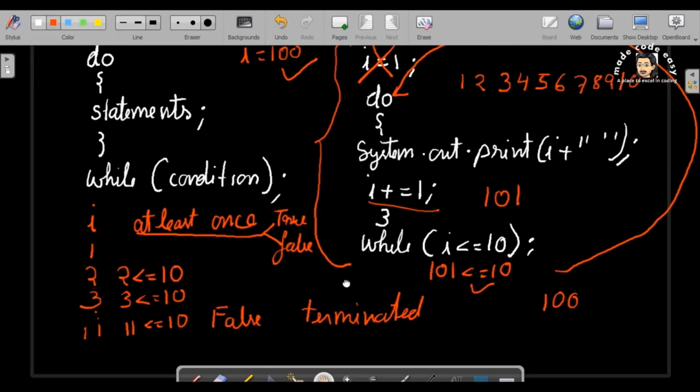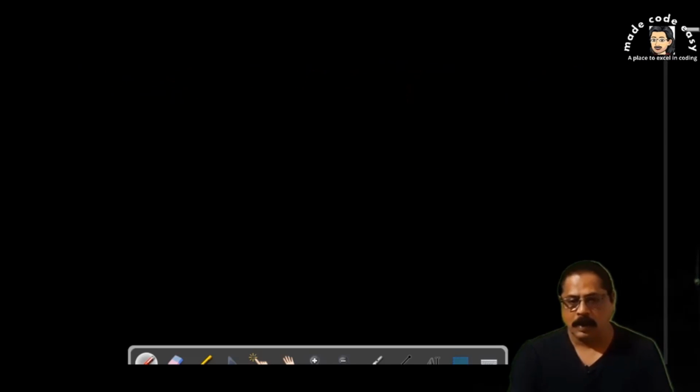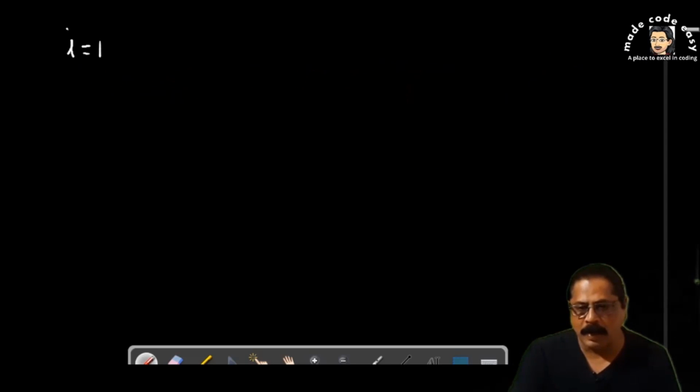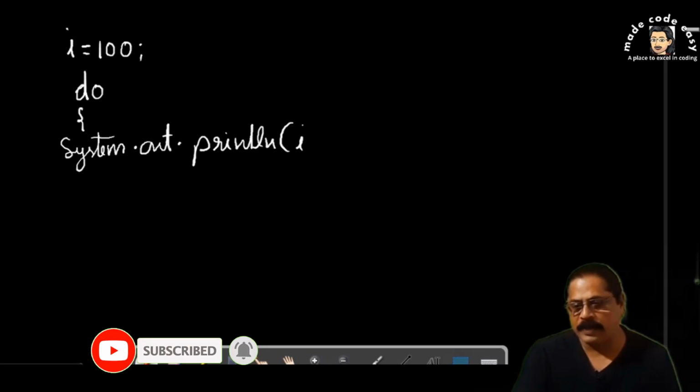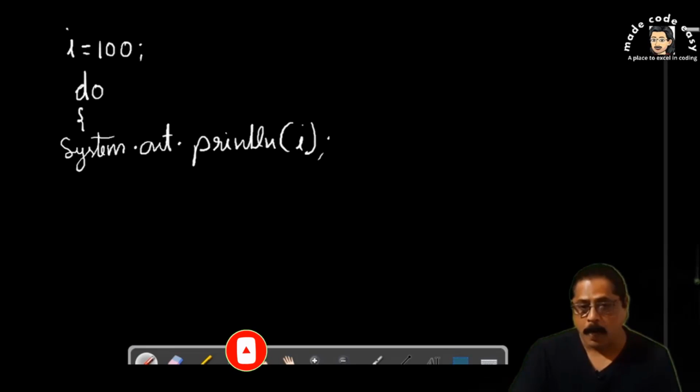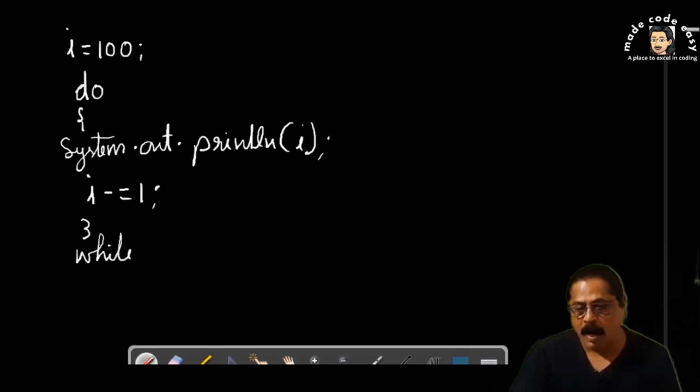We'll give you another example. i equal 100, do, curly bracket, System.out.println, i is printed. i minus equal 1, curly bracket, while i greater than equal 1.